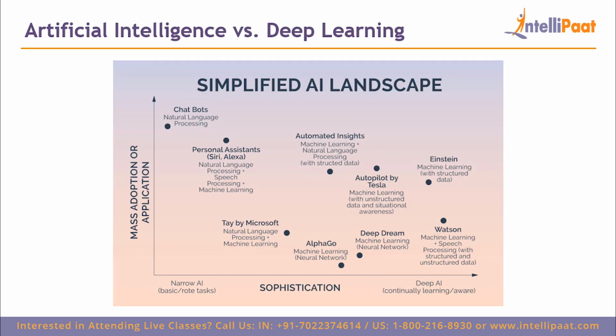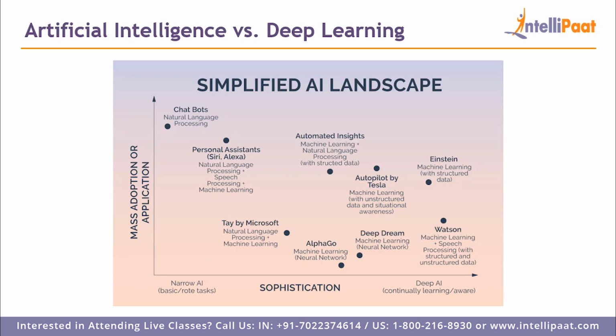On the x-axis, we have the level of sophistication, from simple, which is basically narrow AI, all the way to deep AI. On the y-axis, we have the mass adoption or application of these concepts. Chatbots, as I told you, have been mass adopted by everyone these days. We have personal assistants, Siri, Alexa, and much more. They require NLP processing, speech processing, machine learning, and much more. Coming a little ahead in sophistication, we have Tay by Microsoft, but again NLP is the king there, and they use machine learning as well.